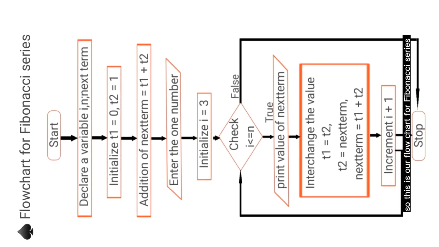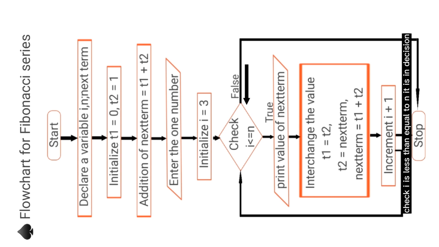So this is our flowchart for the Fibonacci series. Start, it is in a terminal symbol. Declare variables i, next term, it is in a processing symbol. Initialize t1 equal to 0, t2 equal to 1, it is in a processing symbol. Addition: next term equal to t1 plus t2, it is in a processing symbol. Enter the number, it is input, so it is in an input symbol. Initialize i equal to 3, it is in a processing symbol.